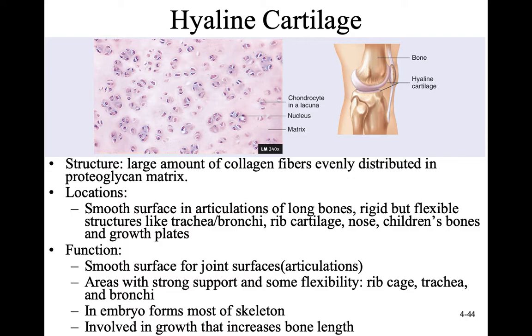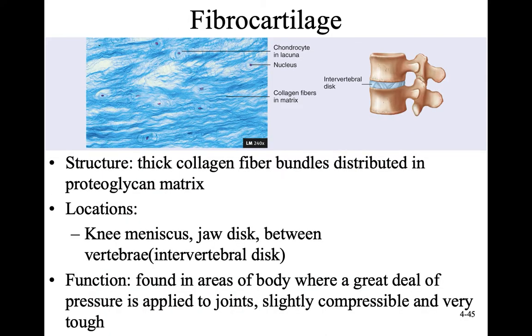The functions of hyaline cartilage is, again, that smooth surface for joint articulations. We also will provide flexibility, but also forms the skeleton and also helps us increase in bone length. Now, fibrocartilage is a new type of cartilage. This is actually where we have a lot higher percentage of collagen fibers, and they're a lot thicker and more evenly distributed throughout the proteoglycan matrix.